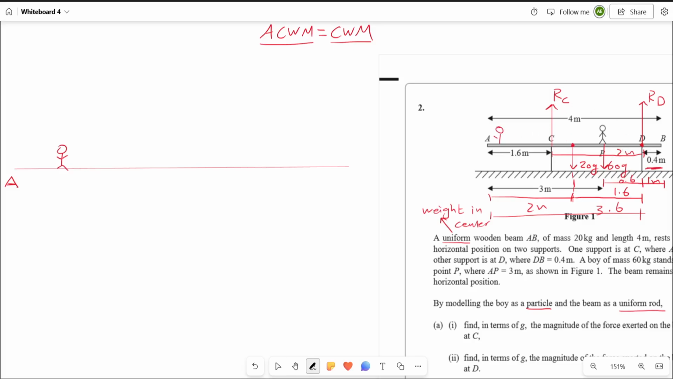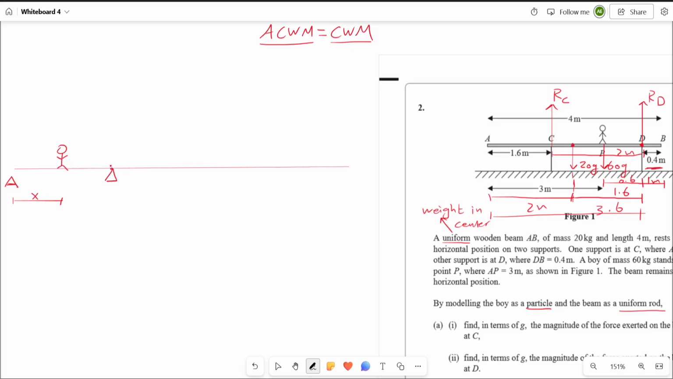Only when you're at the end are you going to cause this whole thing to tilt this way. So he must be between A and C. Let's call this distance X meters. Okay. Now the next thing I have is the support at C.